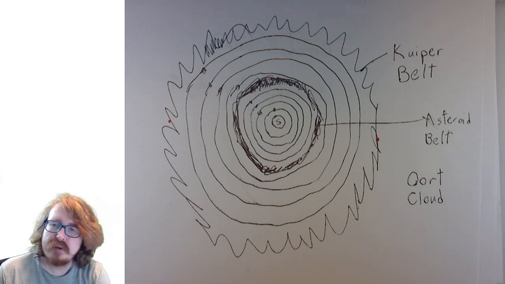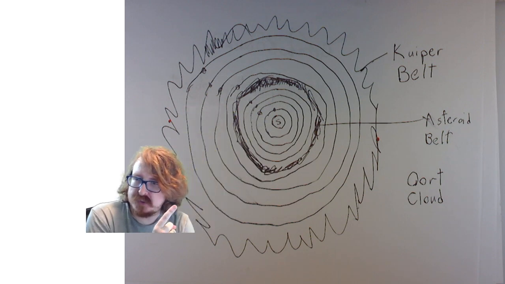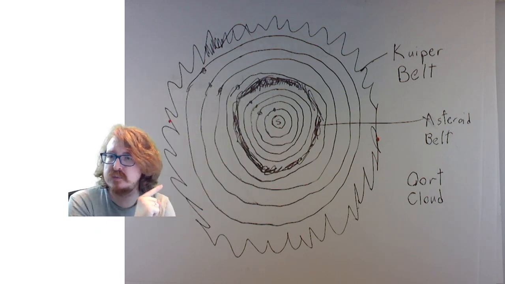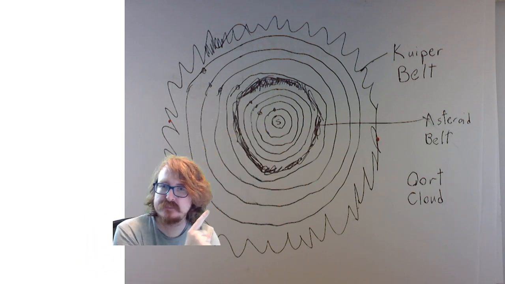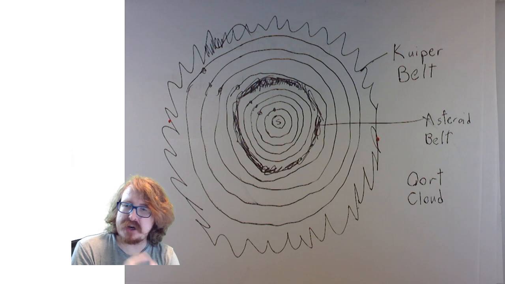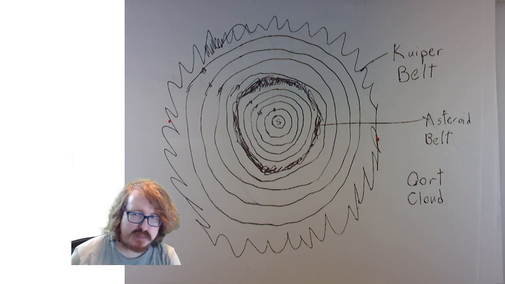What shape are all of these orbits? What do we call all of these? Yeah, they're all ellipses, right? They're all ellipses. But here's something that's important.